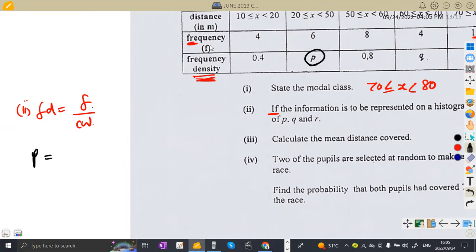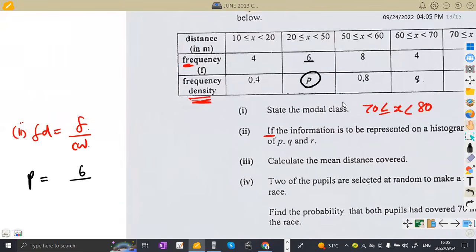So according to P, what is the frequency here? The frequency is 6. Over the class width, how big is this class that corresponds with P? From 20 to 50, how big is this class? So you're simply subtracting 50 minus 20, that is upper class minus the lower class. So it's 50 minus 20, which is 30. So you're going to divide this by 30 here. Okay, so on your calculator, we are going to obtain 0.2.